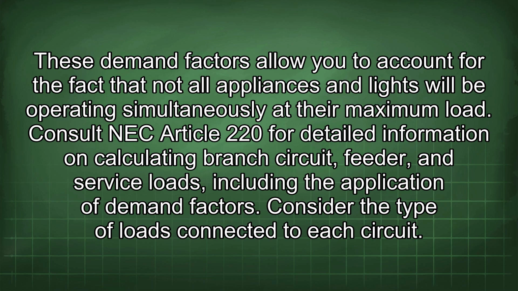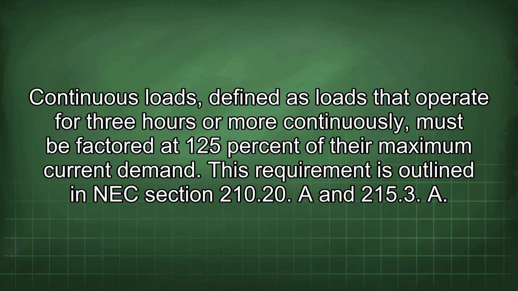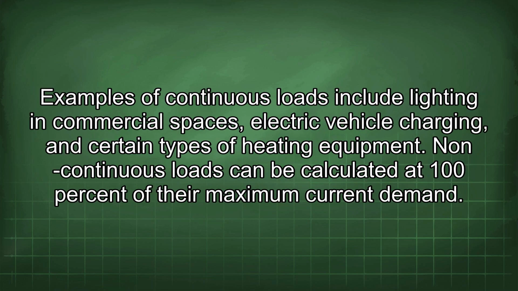Consider the type of loads connected to each circuit. Continuous loads, defined as loads that operate for 3 hours or more continuously, must be factored at 125% of their maximum current demand. This requirement is outlined in NEC Section 210.20 and 215.3. Examples of continuous loads include lighting in commercial spaces, electric vehicle charging, and certain types of heating equipment. Non-continuous loads can be calculated at 100% of their maximum current demand.